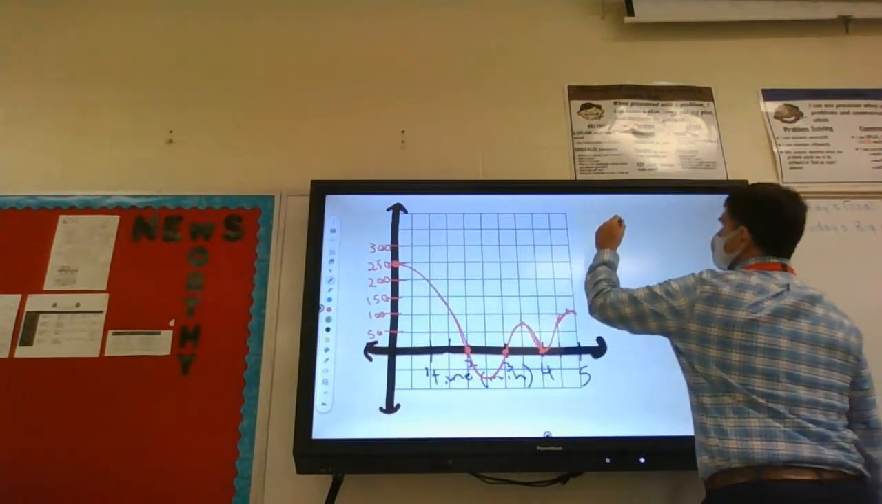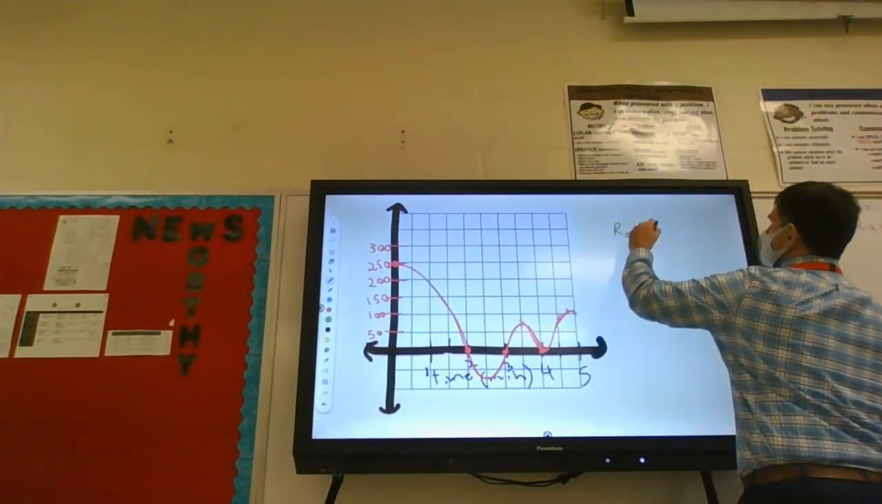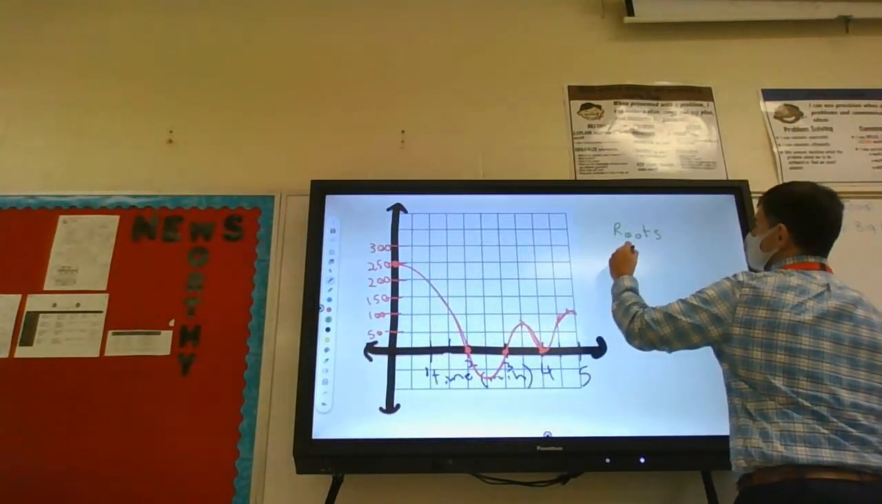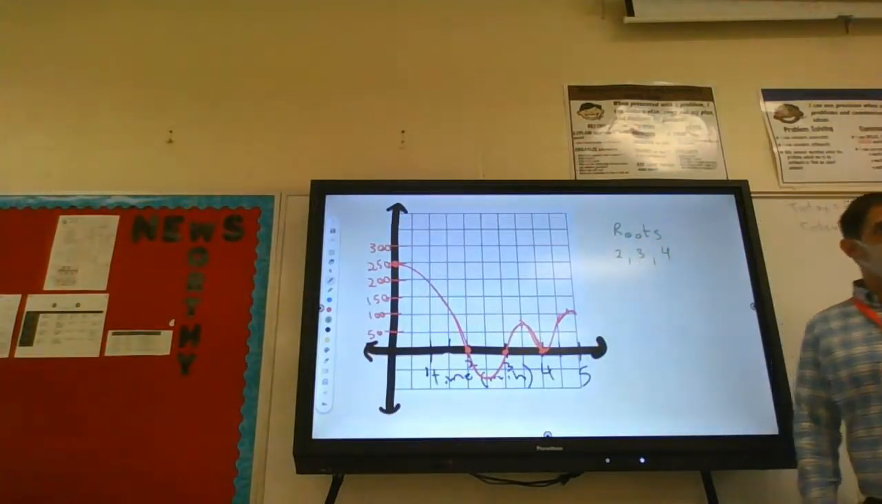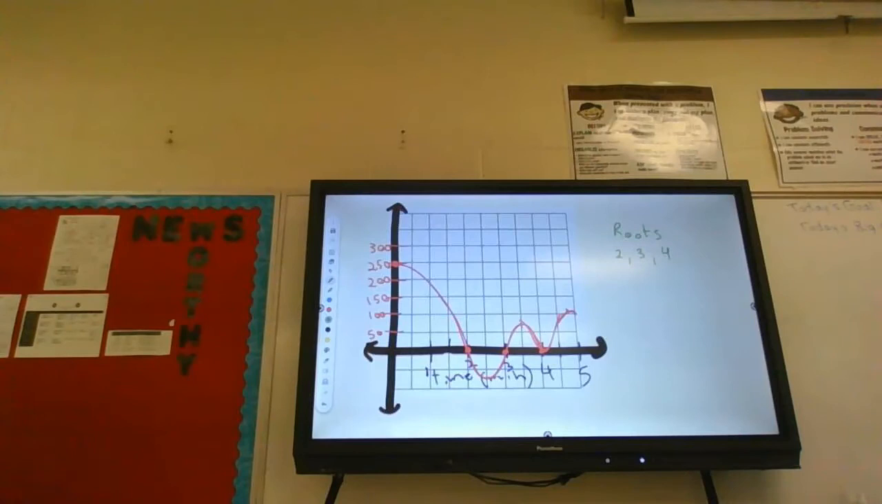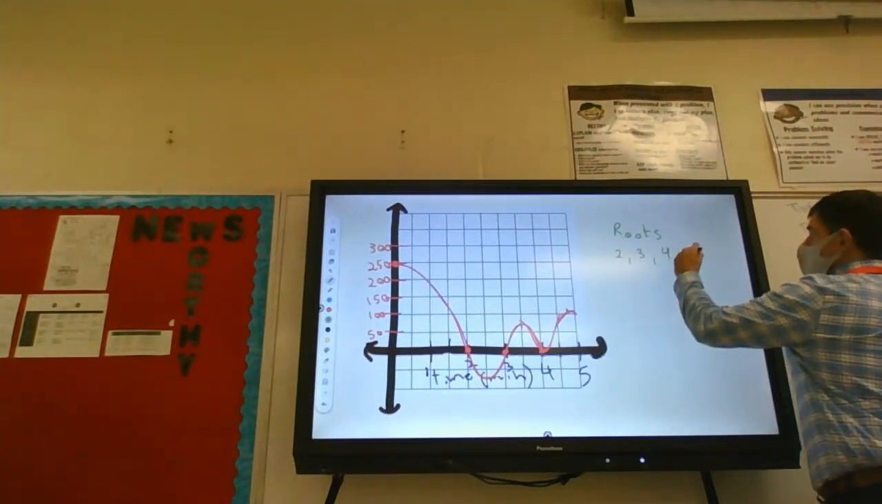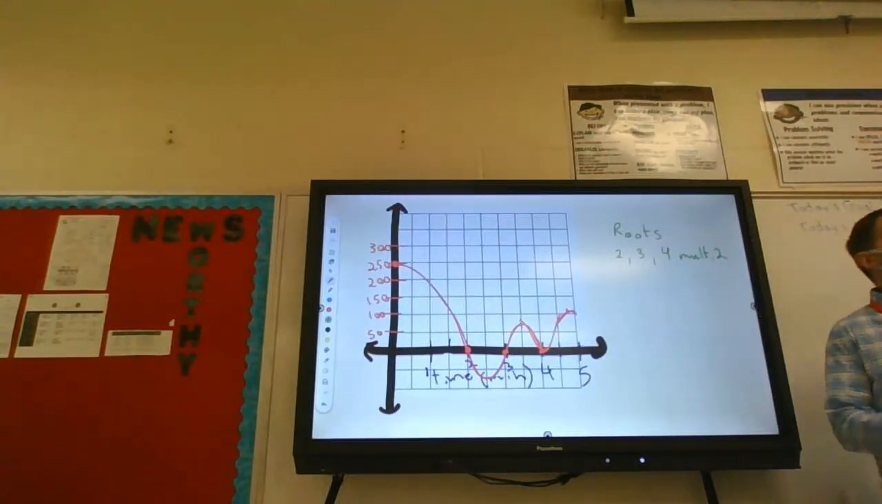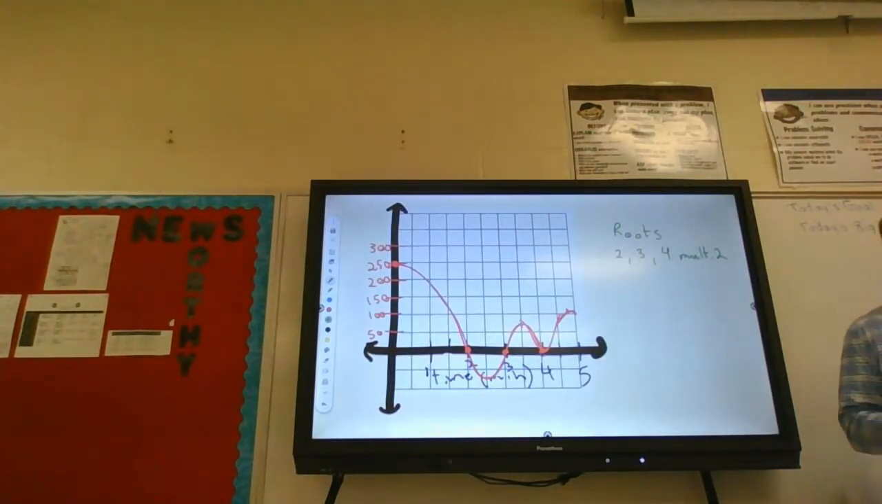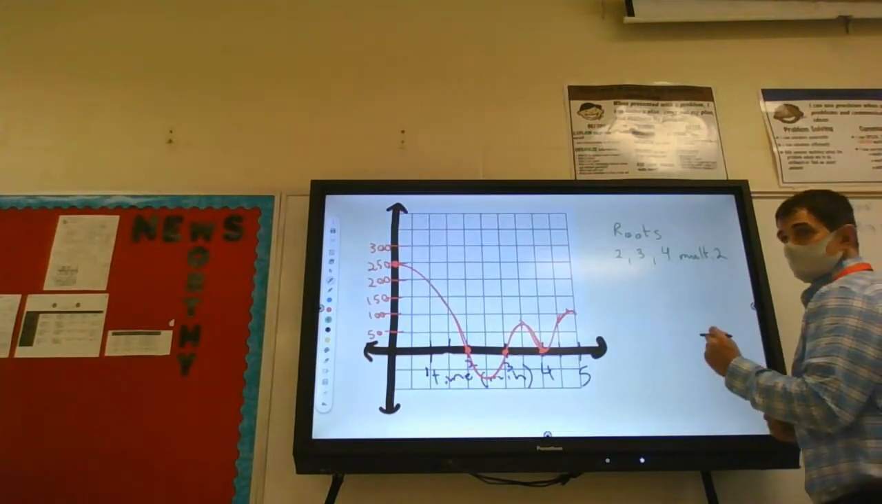So look. My roots. The roots are 2, 3, and 4. Now 4 is a what? It bounces. So it's a double root. So 4, it's called multiplicity. You don't have to write that, I'm just telling you. Instead of writing, like, 4 happens twice. That's what multiplicity means. It happens twice. That's all it is. It's a fancy word for that.